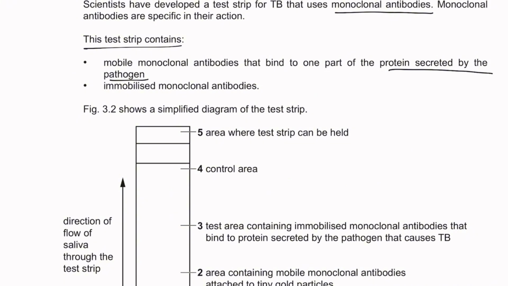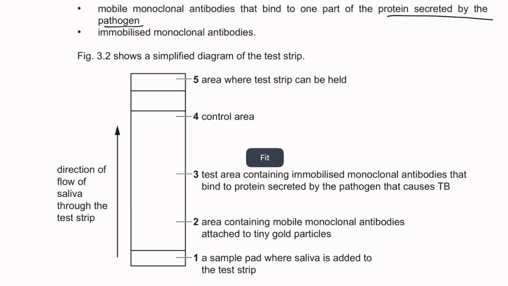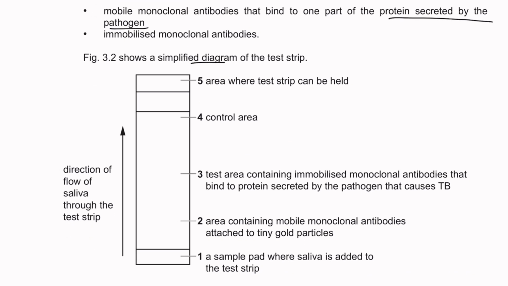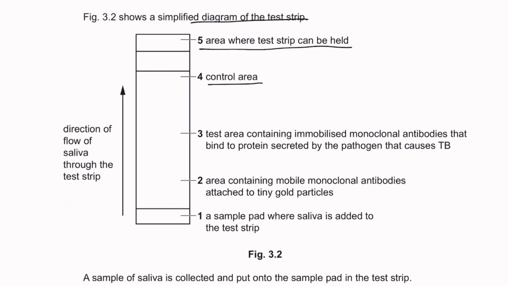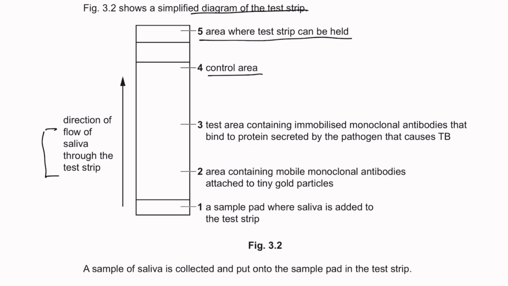And he says here also that immobilized monoclonal antibodies, so they're just in one place. So figure 3.2 shows the simplified diagram of the test strip. This is the area where the test strip can be held, and then this is the control area, the direction of flow of saliva through the test strip.